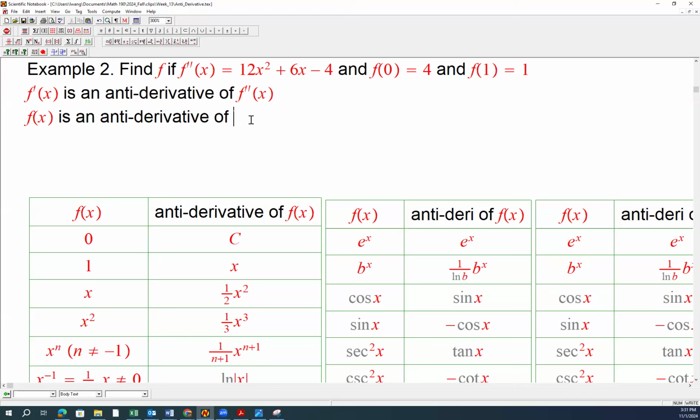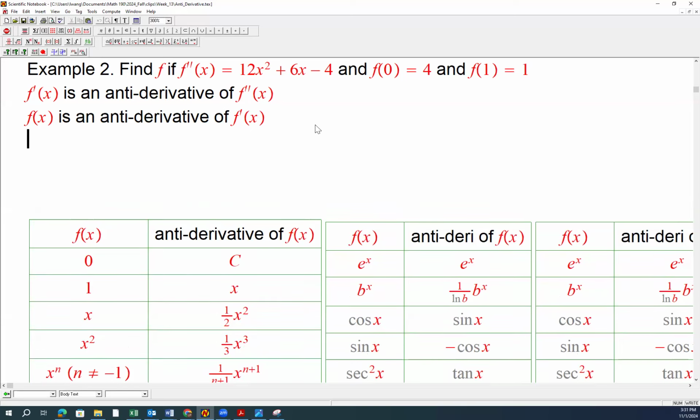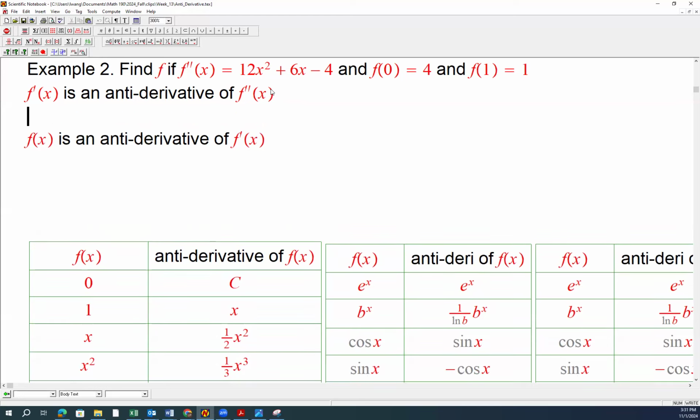Oops, sorry. F prime. Okay, so that's the relationship. I'm sure you do understand, but I just want to make sure everybody is on the same page. All right, so first we're going to find f prime from f double prime. So f prime is the antiderivative of f double prime. So we're going to find the antiderivative of these, which is equal to 12.